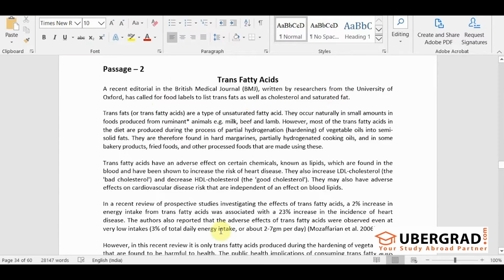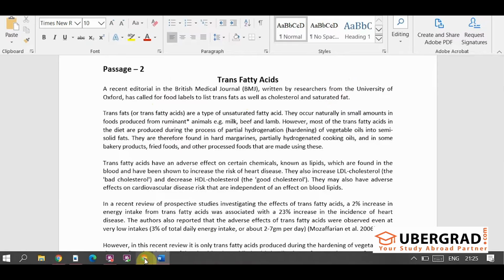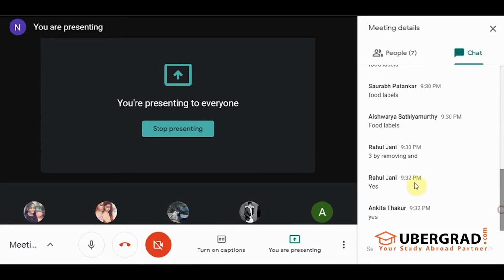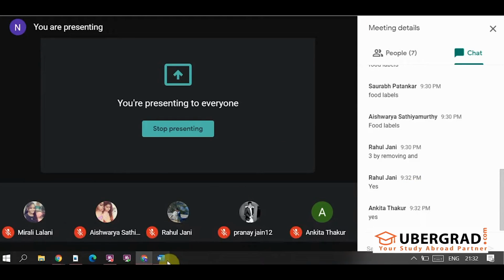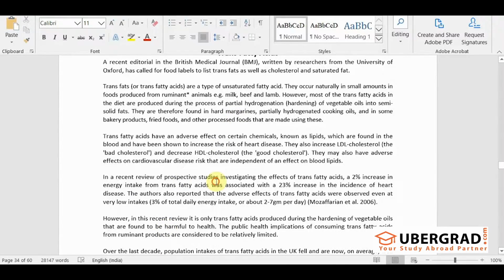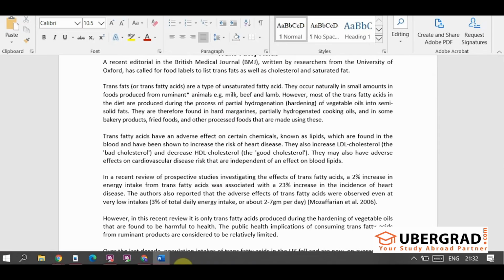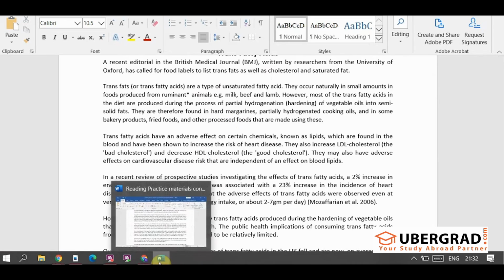So where should the information be present? The answer is food labels. Where should the information be included? The information about trans fatty acids should be listed. They have called for food labels to list the trans fatty acids. So the information regarding the trans fatty acids should be present on food labels.